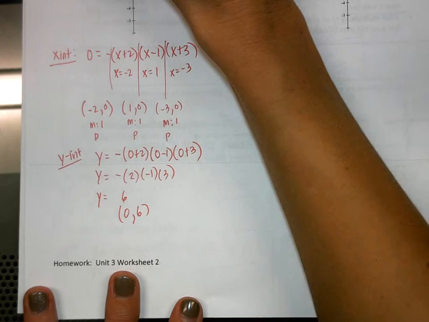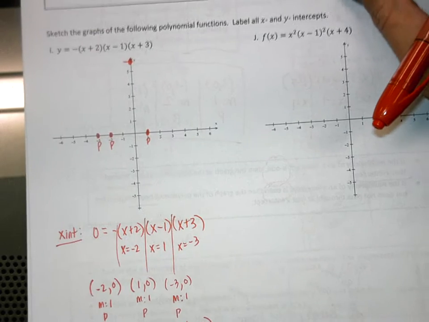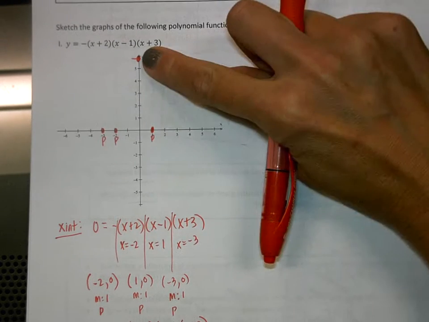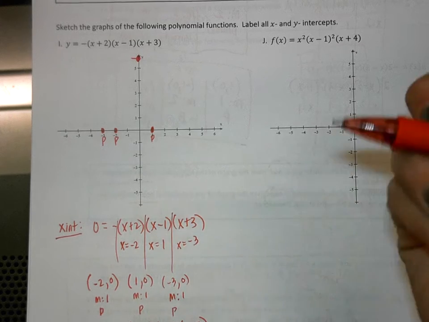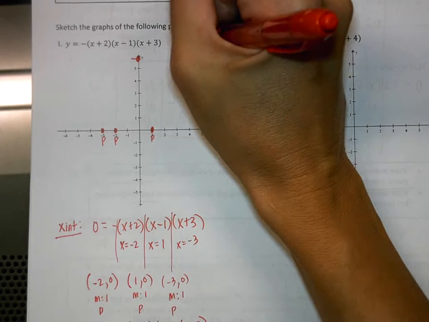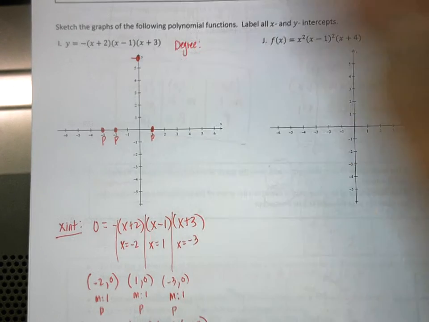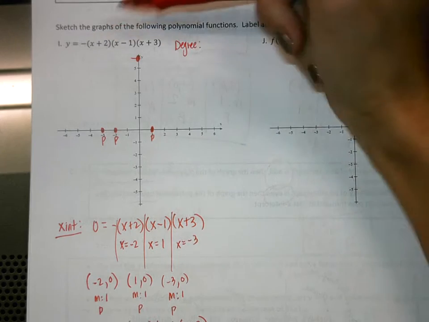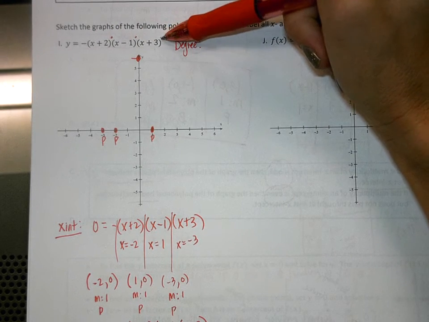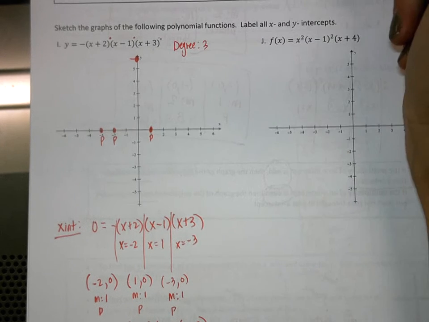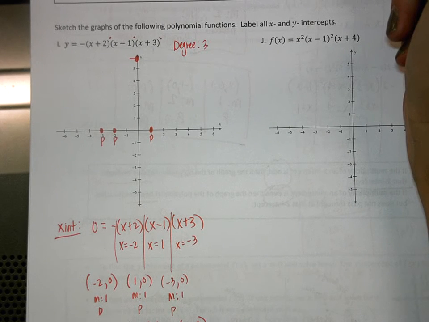Okay, so coming back up here, there's my point at (6, 0). Now we need to know the end behavior. What degree is this going to be? We don't have to write it all out if you know, so we would just count. This is 1, 2, 3. Odd degree, right? So that means my end behaviors are going to go in opposite directions.